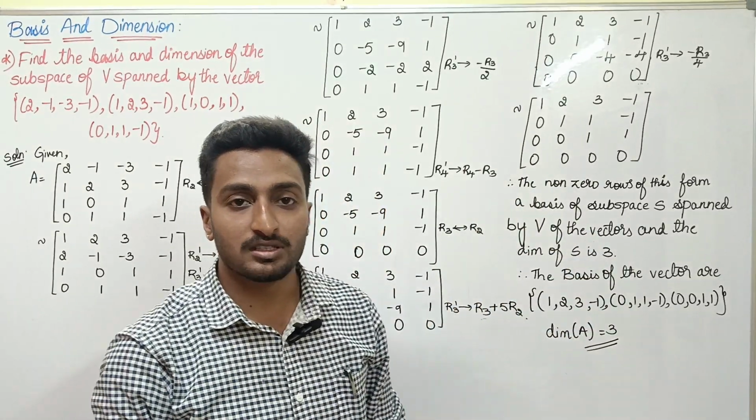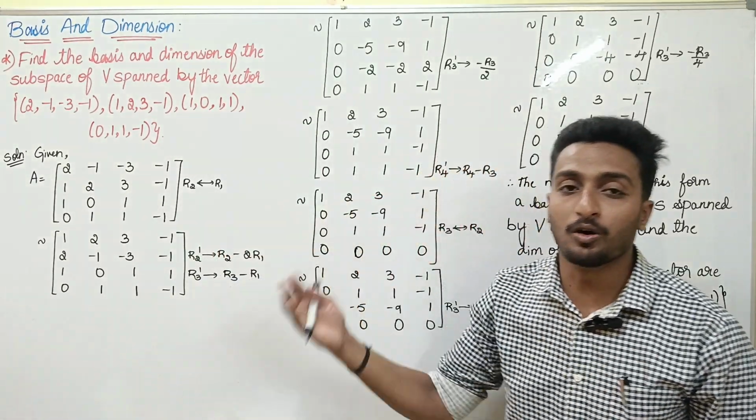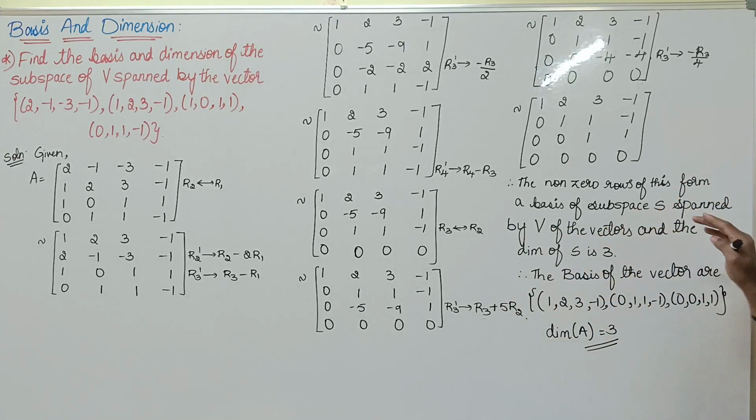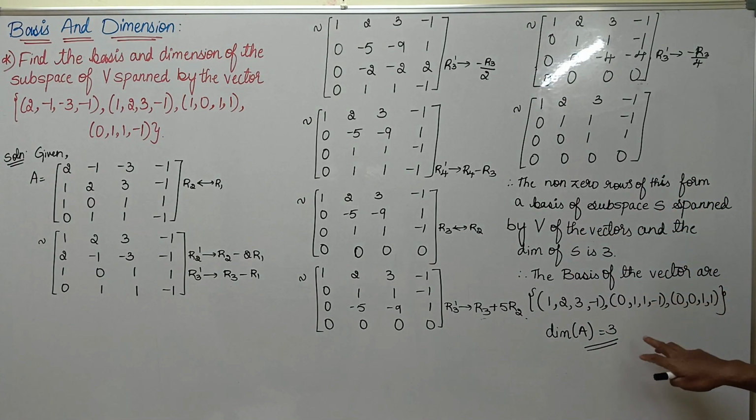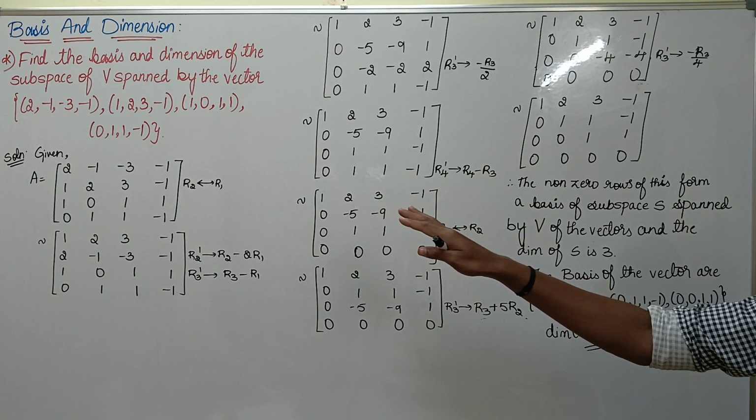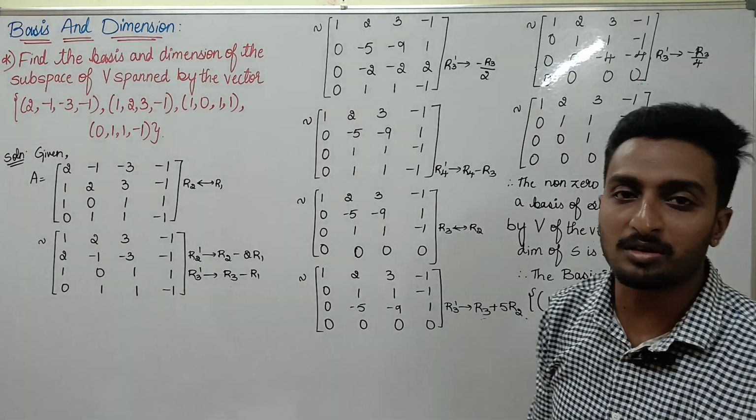I hope you have understood this problem step by step. This is how we are going to represent the basis and dimension of the given set of vectors.